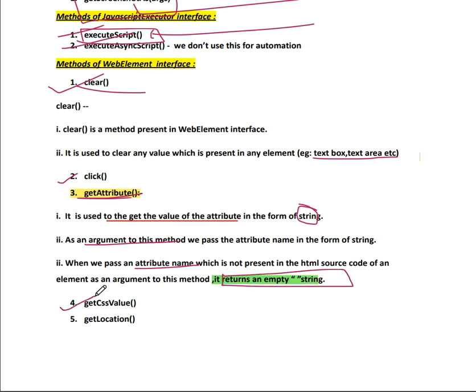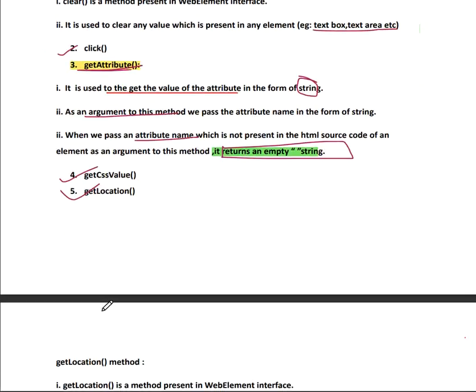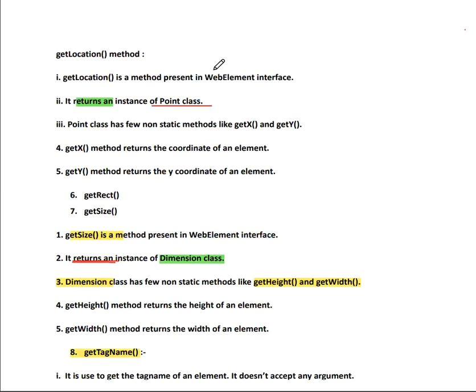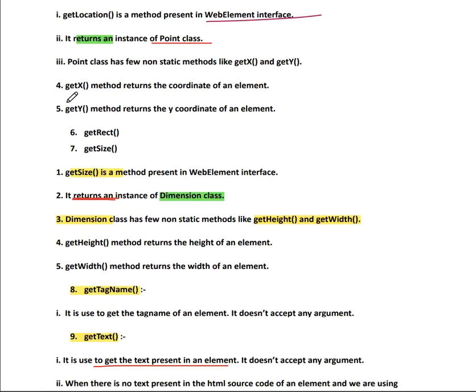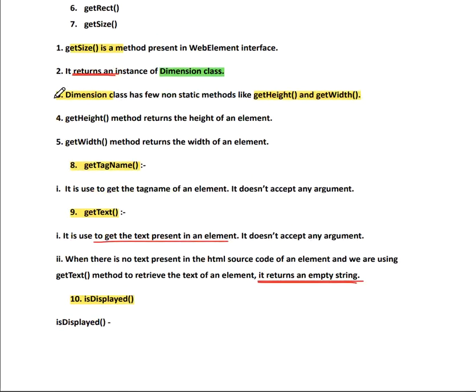So the next methods are getCssValue and getLocation. getLocation is a method present in the WebElement interface, and it returns an instance of the following class. Now the next is the Dimension class. The Dimension class has a few non-static methods like getHeight and getWidth. The getHeight method returns the height of the element, and the getWidth method returns the width of the element.